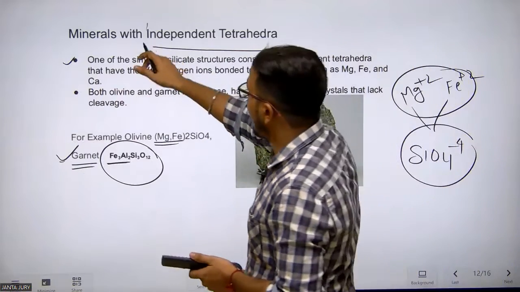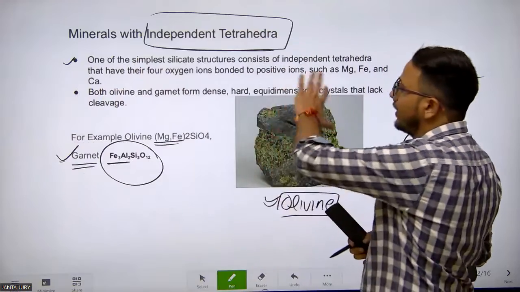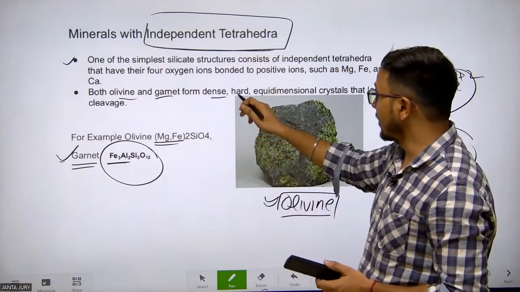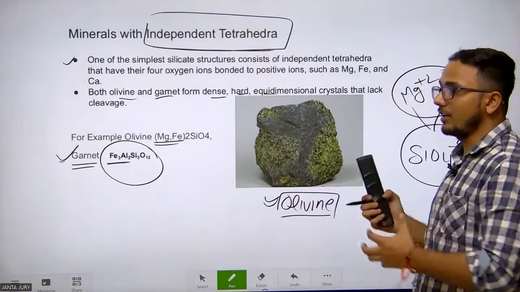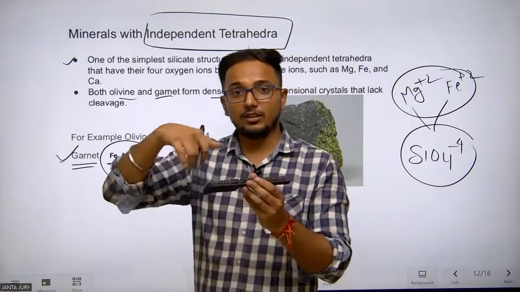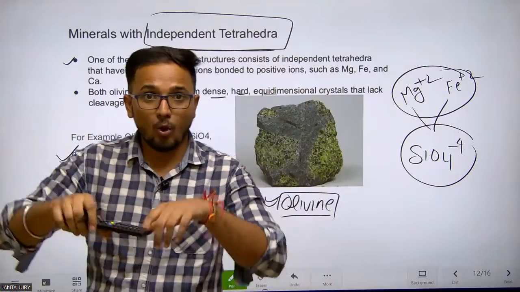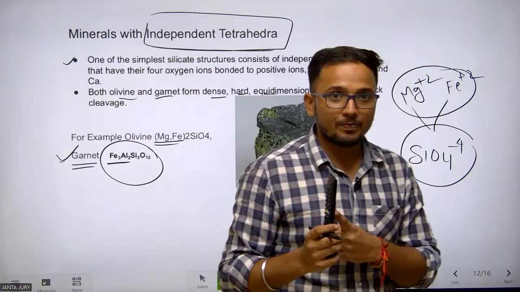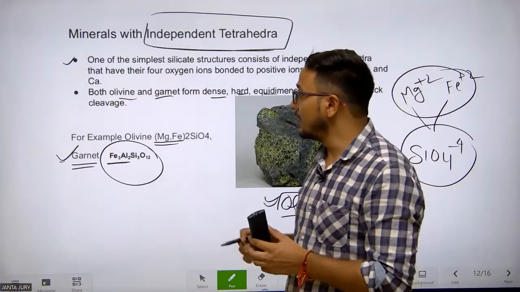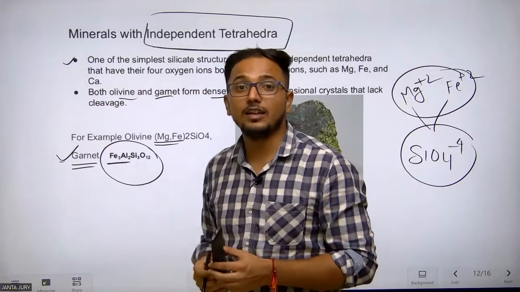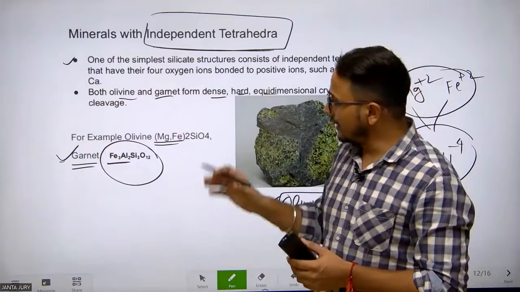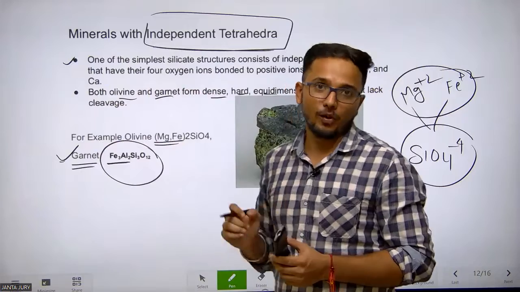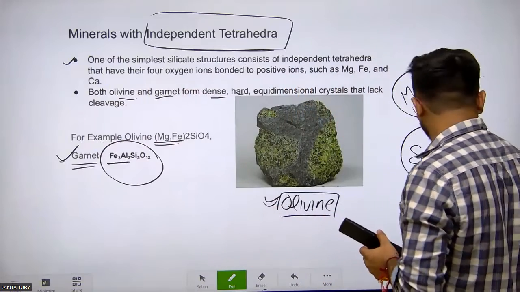Whenever any mineral is formed by independent tetrahedra, like olivine and garnet, they are very dense, hard, and equidimensional crystals. An equidimensional crystal has a strong bond in all directions, which means it will lack cleavage. If they lack cleavage, they have resistance to weathering. So this is how these silicate structures decide the mineral properties, how they will behave with the environment.